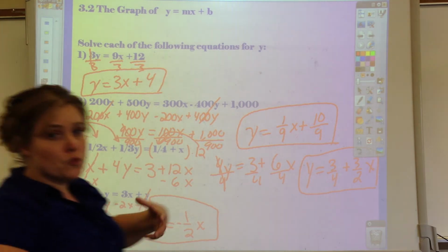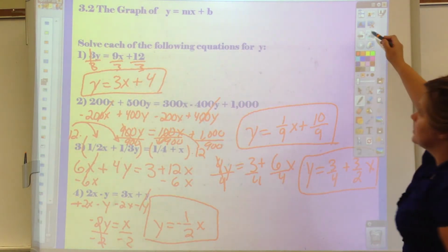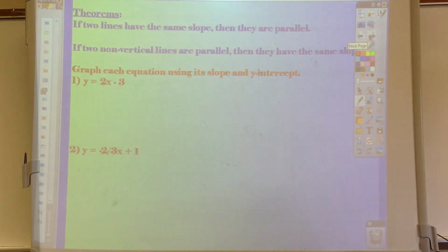All right, now that we got a little more comfortable with our format, let's move on. If two lines have the same slope, then they are parallel. If two non-vertical lines are parallel, then they have the same slope. This goes both directions. So let's practice some graphing, and let's talk about what slope something would have to be parallel to these lines.